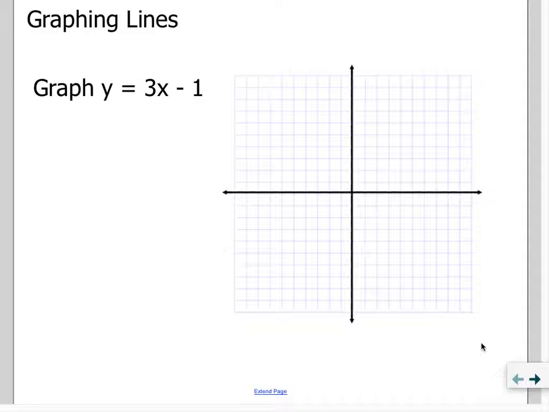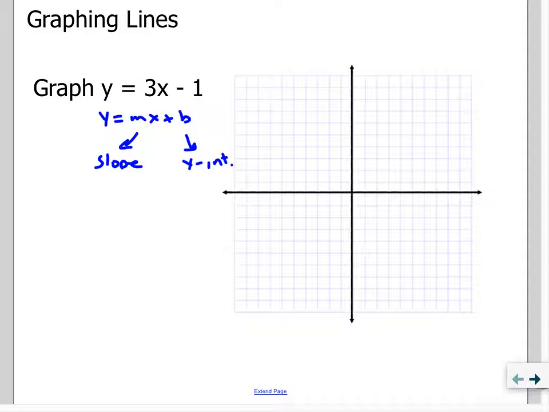So first line we're going to graph is y equals 3x minus 1. And I want you to notice that this is in the y equals mx plus b form of a line, the slope-intercept form of a line. So the m is the slope, and the b is the y-intercept.